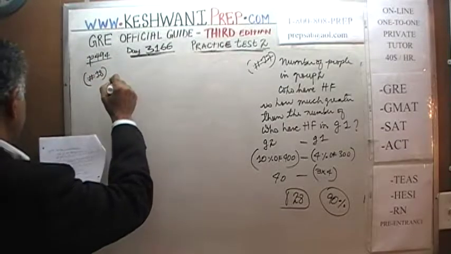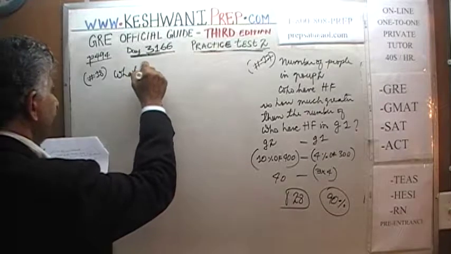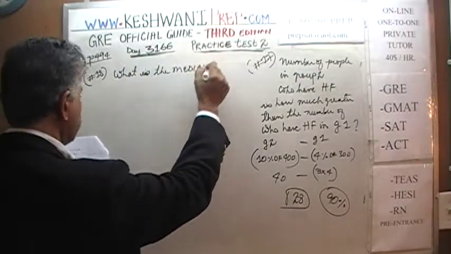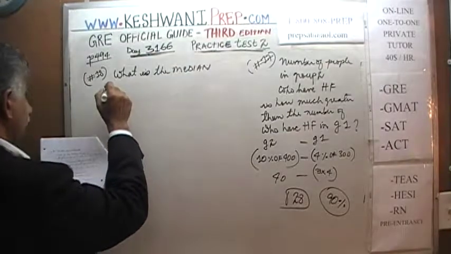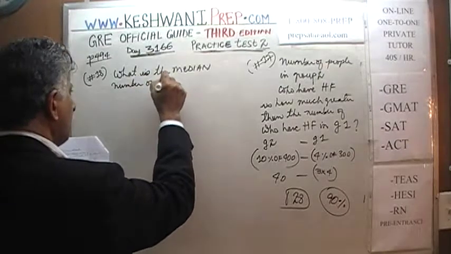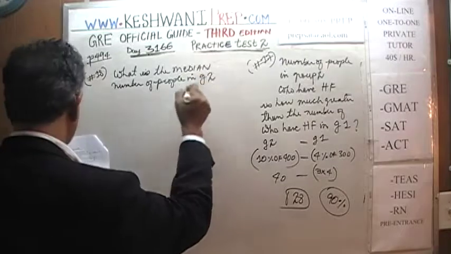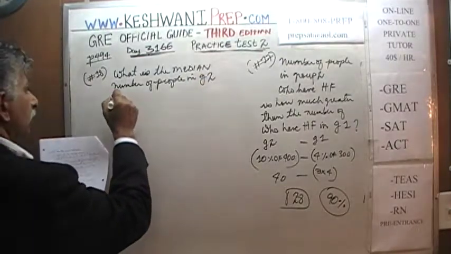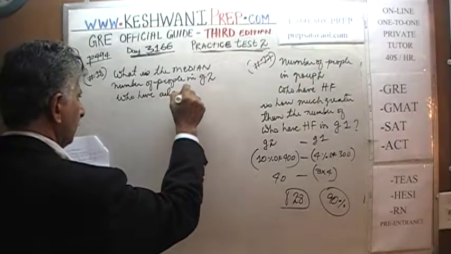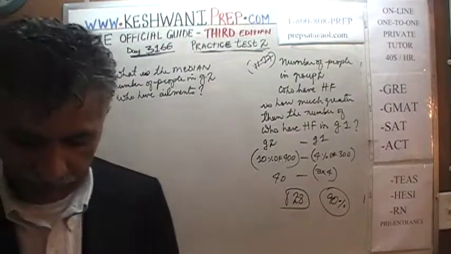Number 18 says, what is the median number of people in group 2 who have one of these 7 elements?